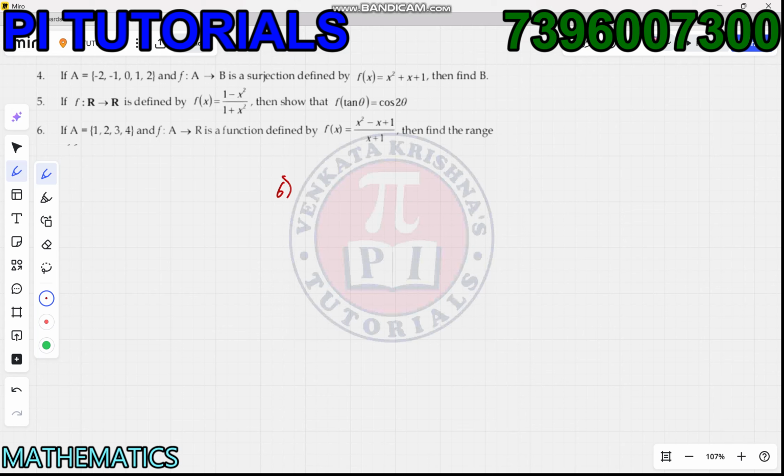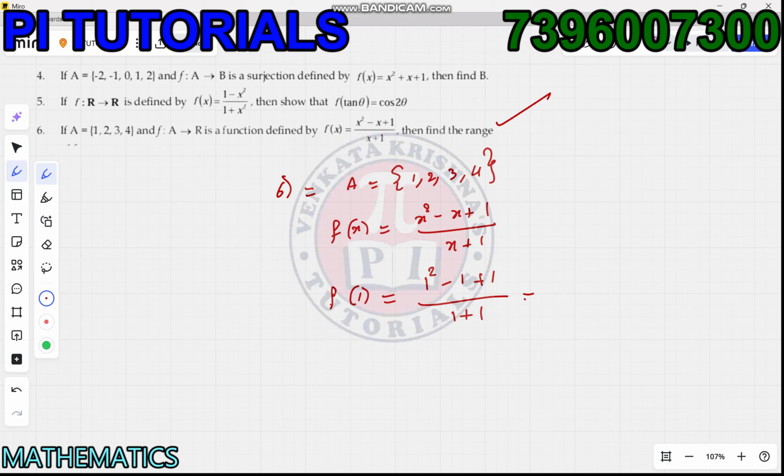Next, question number 6. Here A is equal to {1, 2, 3, 4}. The function is defined as f of x is equal to (x square minus x plus 1) by (x plus 1). It is asking to find the range. So substitute the values one by one. f of 1 is equal to (1 square minus 1 plus 1) by (1 plus 1). After cancellation, 1 by 2.